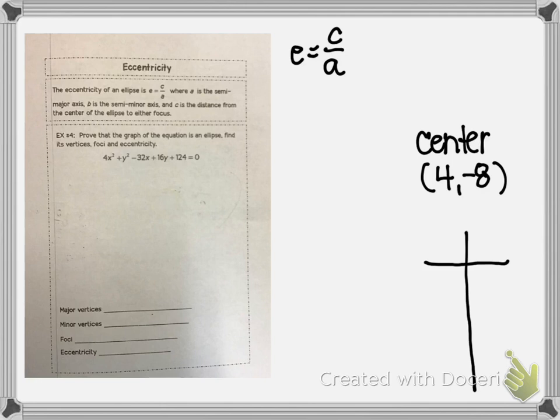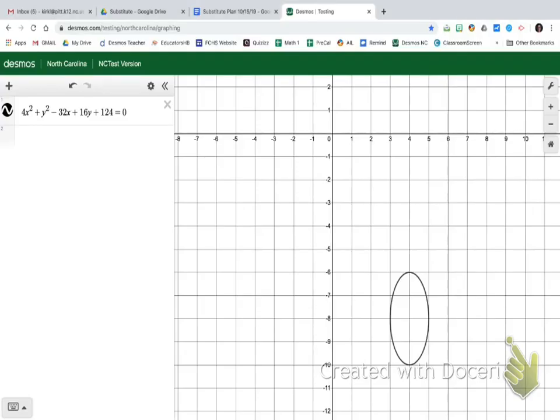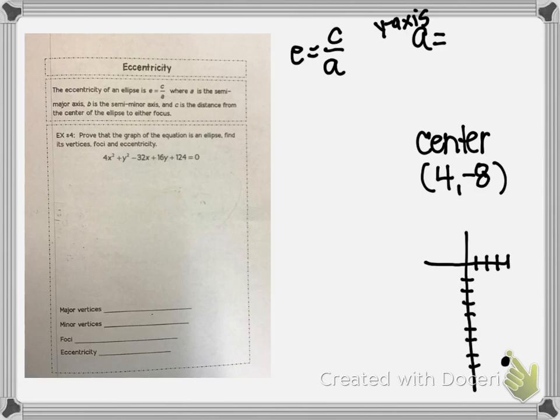Let me do it kind of up here. So I have 1, 2, 3, 4, 2, 3, 4, 5, 6, 7, 8. All right, so there's my center. And we said that my major axis was my y-axis. So that's my semi-major. And we just said that that had a length of 2. So if that has a length of 2, then I'm going to go up 2 units, plot a point, and then I'm going to go down 2 units and plot another point.